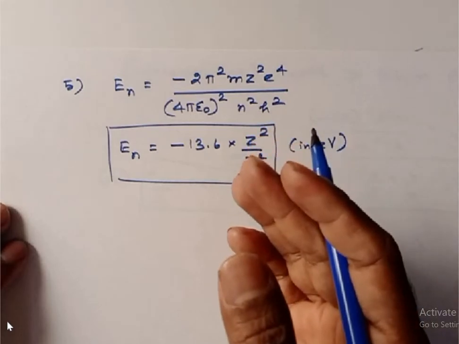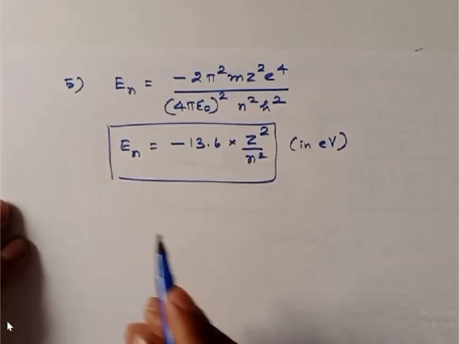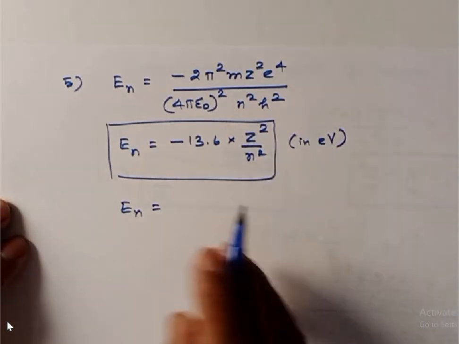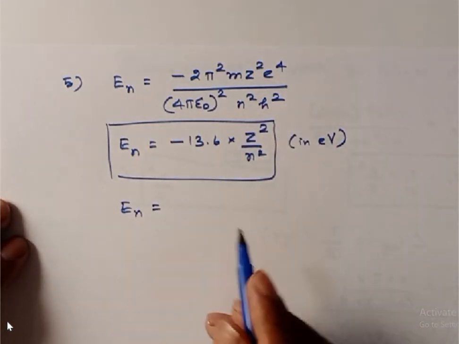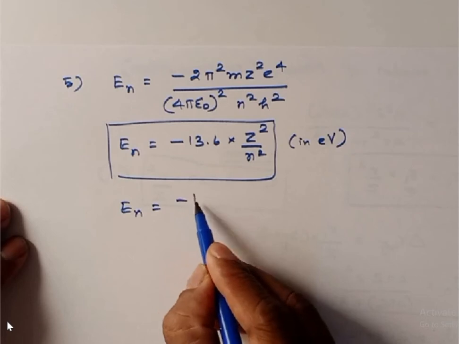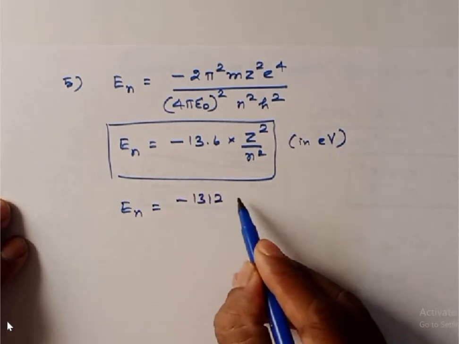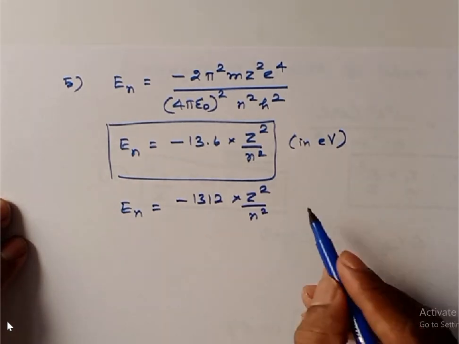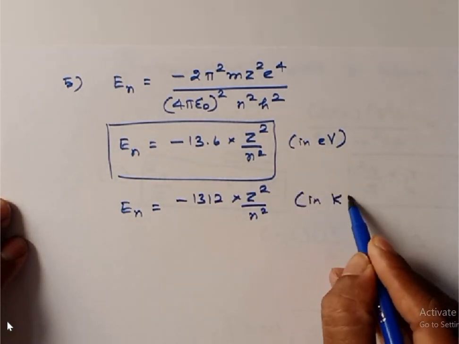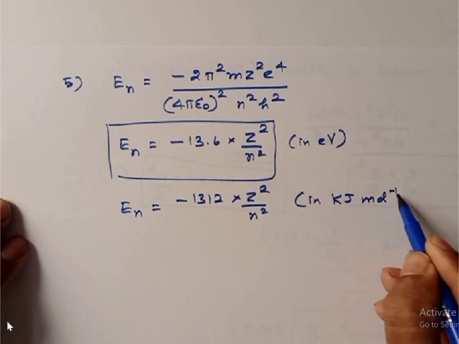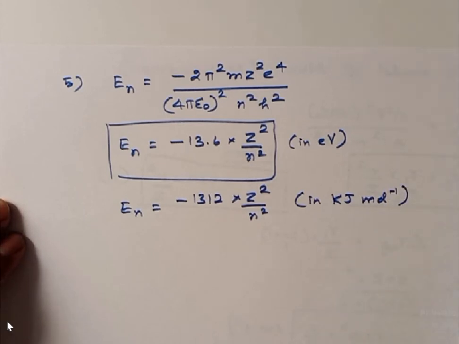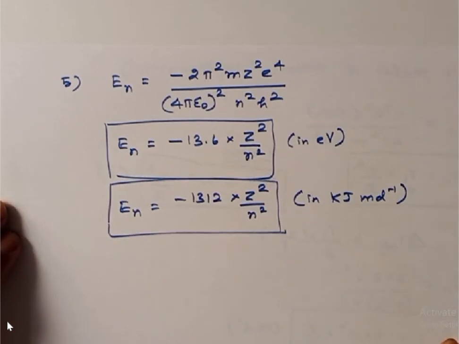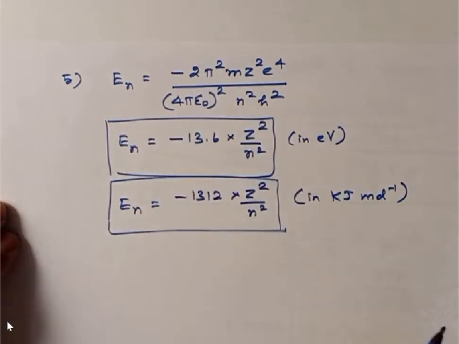If you want energy in joule per mole, you can also write it like this. You have to do some conversion. I'm not going to do that because it's a very simple one. It is nothing but minus 1312 into Z square by N square, and you will get the energy in kilojoule per mole of atoms. Remember all these things.